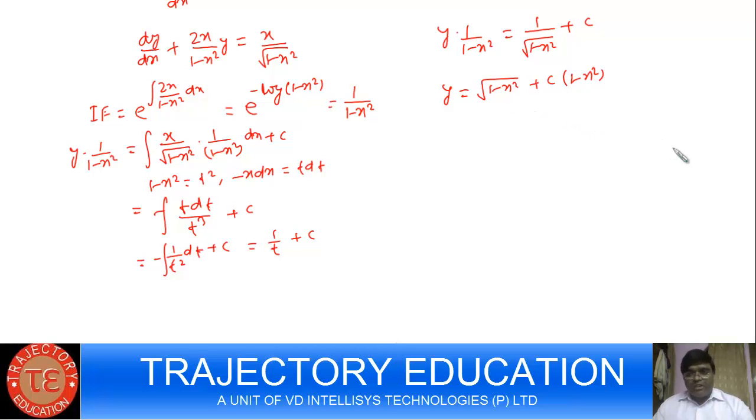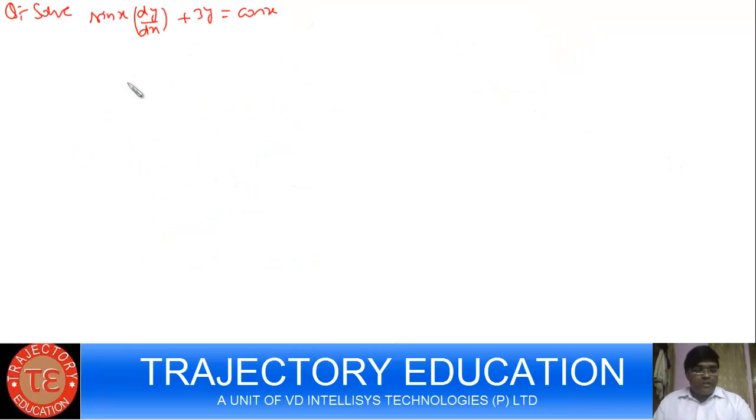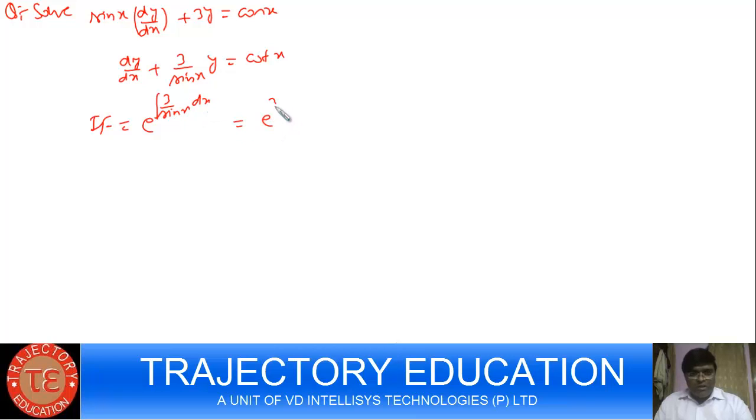The solution, right? Let's move to the next question. First of all, write it in standard form, that is dy/dx plus 3/sin x times y equals cot x. So the integrating factor is going to be e raised to the power integral of 3/sin x dx.